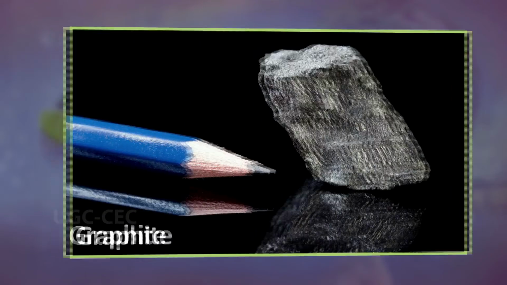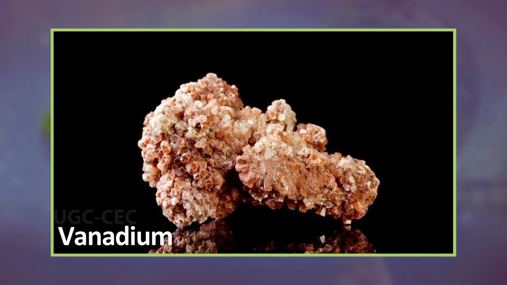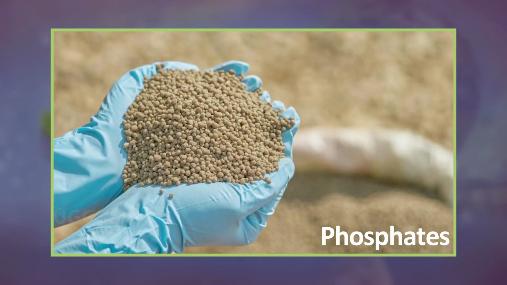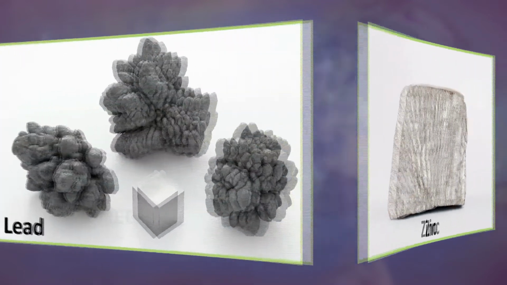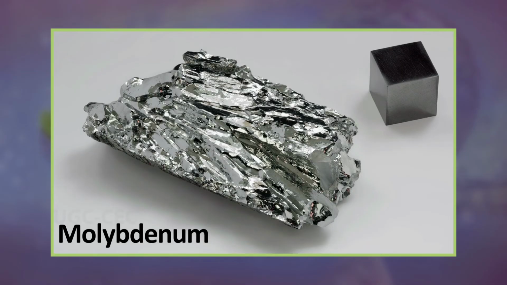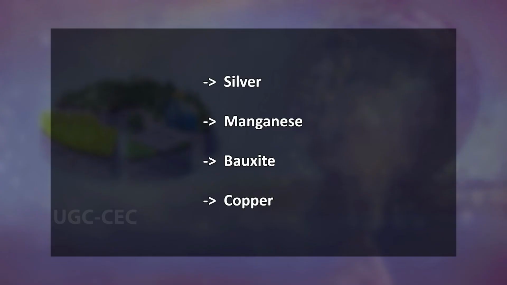China possesses a wide range of mineral resources, including fossil fuels like coal, natural gas, and crude oil. China happens to be a paramount supplier of graphite, antimony, vanadium, phosphates, zinc, lead, molybdenum, and gold. It is also the second most sizable distributor of silver, manganese, bauxite, and copper. It is estimated that China has over $23 trillion worth of natural resources spread over its land.